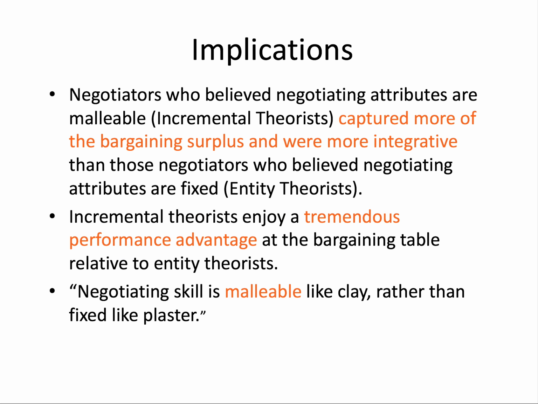So here's something to keep in mind. Negotiators who believe negotiation attributes are malleable, and we also call these incremental theorists, if you're looking for some language on how to describe this, these types of people, incremental theorists, believe that we can improve our skills. They captured more of the bargaining surplus and were more integrative than those negotiators who believed negotiating attributes are fixed, entity theorists. So this is interesting, right? This simple shift in belief, I believe I can improve my skills, leads you to capture more of the bargaining surplus and leads you to be more integrative.